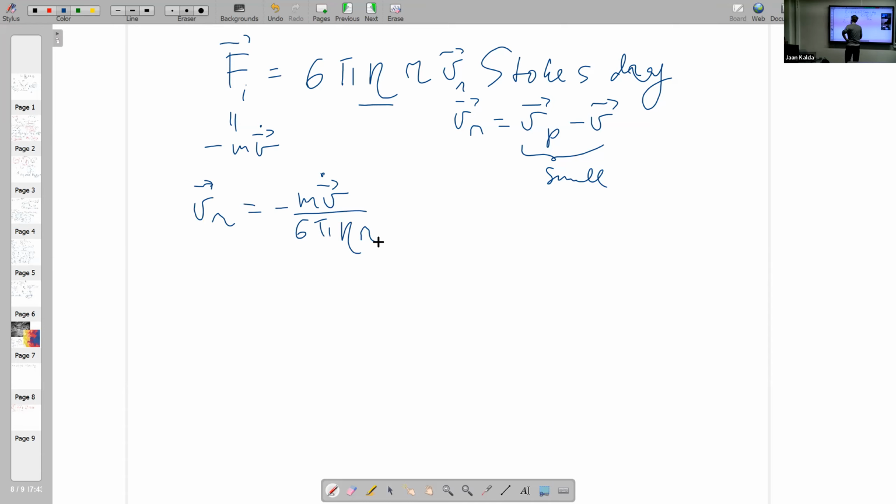Which means that V of the particle is V of the fluid minus that guy over there, minus m v dot divided by 6 pi eta r.